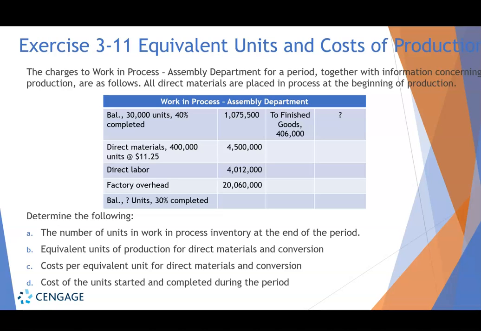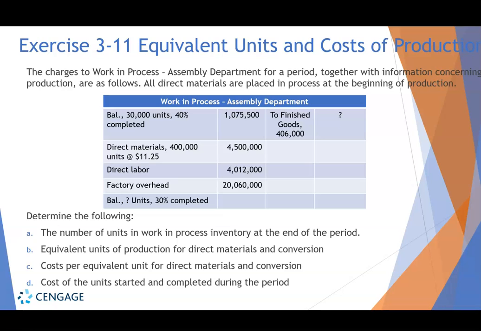This exercise, and hopefully I don't have any numbers wrong. I've had to correct them as I've seen me do something wrong here. The charges to work in process in the assembly department for a period, together with information concerning production, is shown here. All direct materials are placed in process at the beginning of production. We've got, in terms of the assembly department, 30,000 units that we began with, 40% completed.